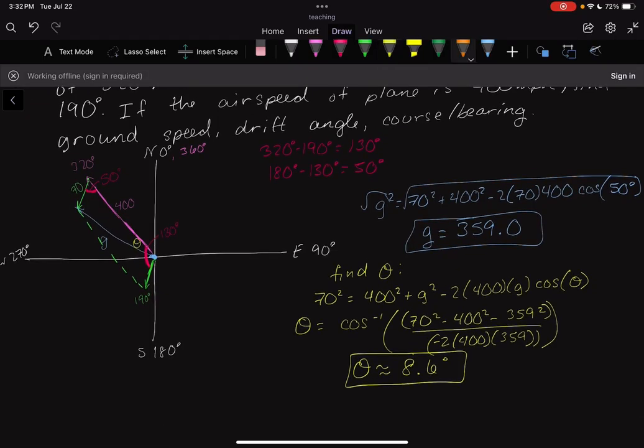And then lastly, my course or my bearing. I'm going a little faster here because it's kind of repetitive, like using the law of cosines and stuff. The hard part is really the setup and getting that inside angle.